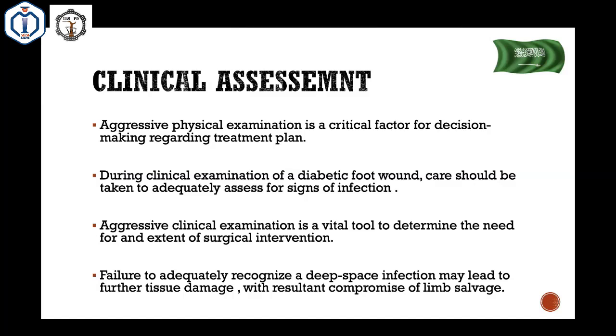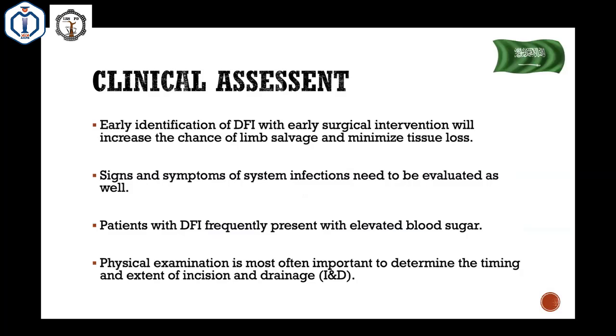During clinical examination of a diabetic foot wound, we have to assess the signs of infection. Especially if it's in the plantar aspect, you have to follow the tendons and the plantar fascia, because the infection always follows the track of the tendon. Aggressive clinical examination is a vital tool to determine the need and extent of surgical intervention. Failure to catch this infection at an earlier stage will increase tissue damage and reduce the chance of limb salvage. Early identification with early surgical intervention will increase the chance of limb salvage and minimize tissue loss. Signs and symptoms of systemic infection need to be evaluated as well. Patients with a diabetic foot infection frequently present with uncontrolled diabetes. Physical examination is really key in diagnosis and early recognition of diabetic foot infection.